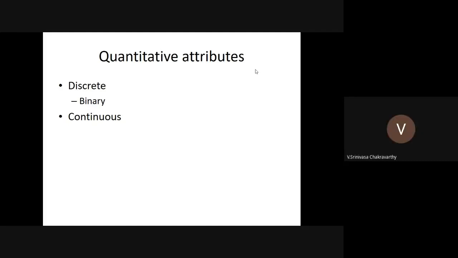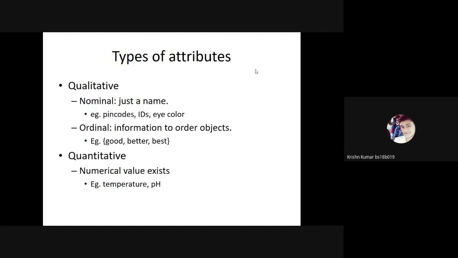Sir, please, what's the difference between ordinal and nominal? I couldn't get what exactly ordinal is. Could you explain ordinal once?